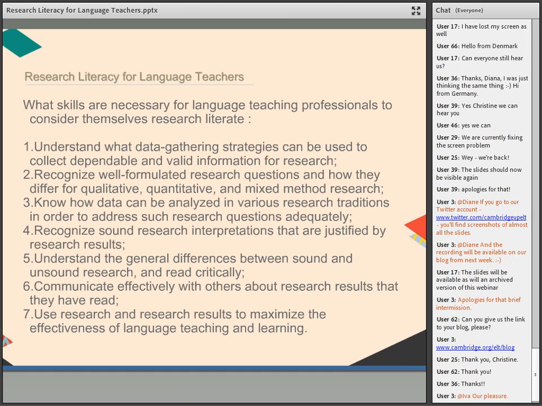And all of that, whether numerical or oral or written, can be done dependably and validly, and it should be. It's also important to recognize well-formulated research questions when you see them, and to know how they differ for qualitative, quantitative, and mixed methods research. For example, for qualitative research, a research question is more likely to be open-ended and ask, what are the issues that we need to address with regard to discipline in our classrooms.